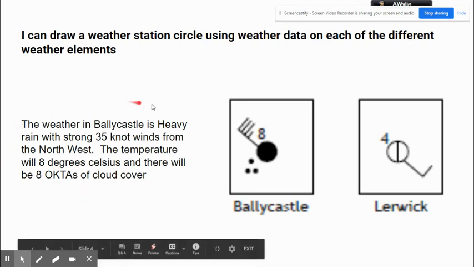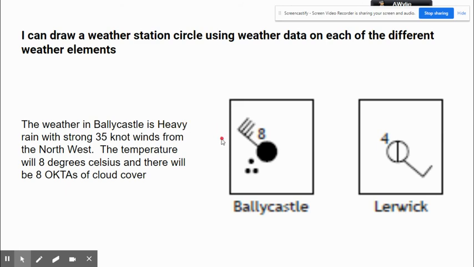This is the weather in Ballycastle. Why is this the weather in Ballycastle? And you'd have to look at the synoptic weather map, and using your knowledge of isobars, your knowledge of weather fronts, you would be able to give reasons for why this is the weather, as well as your knowledge of air pressure.